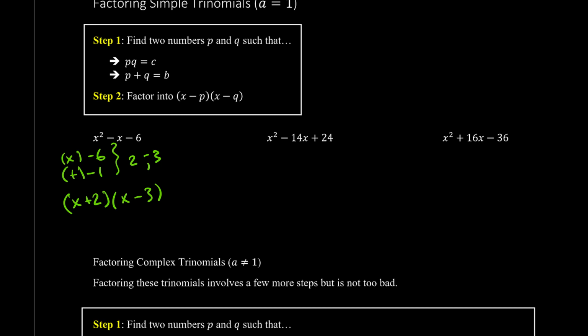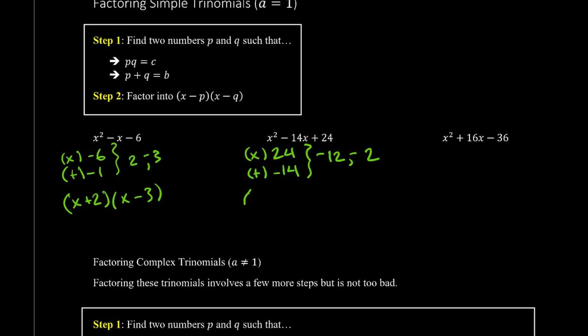So let's try the next example. I need two numbers that multiply to 24 and add up to -14. Okay, so two numbers that multiply to 24, they're either going to be both positive or both negative because we're multiplying to a positive number. And the numbers are going to be 12 and 2. But if I add these together, I'm going to get +14. So I'm going to make them both negative. And that's going to give me -14 when I add them together.